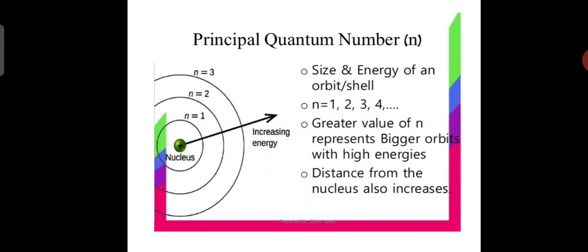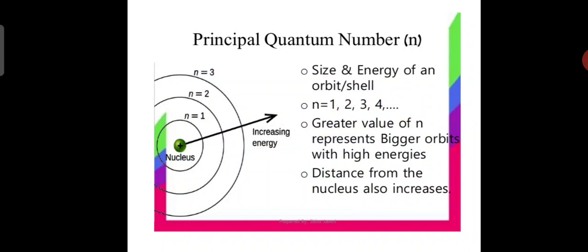Okay, so we have the principal quantum number, small letter n. It gives the size and energy of an orbit or shell. So, yung imaginary lines around the nucleus, that's what we call as a principal quantum number. So, your n could be 1, 2, 3, 4. So, yun yung values ng n.